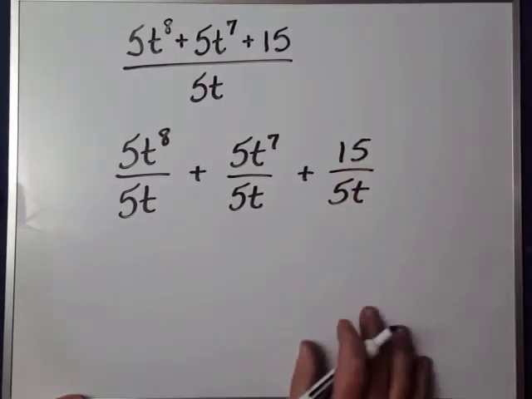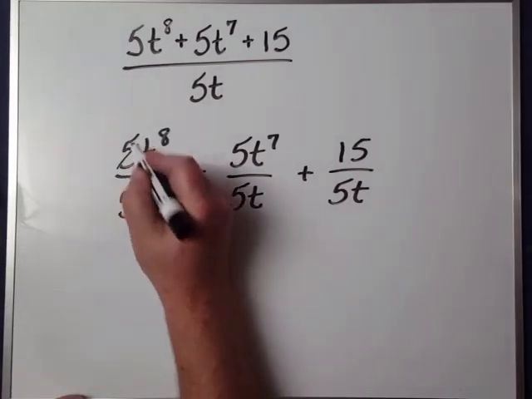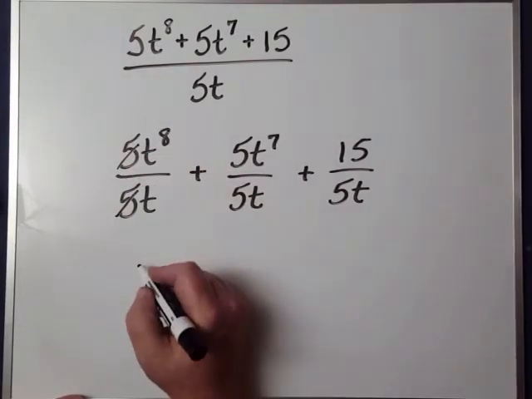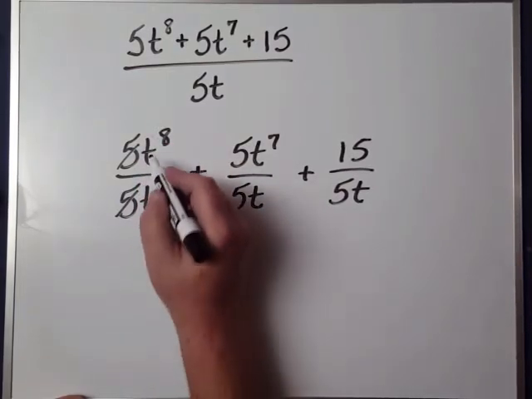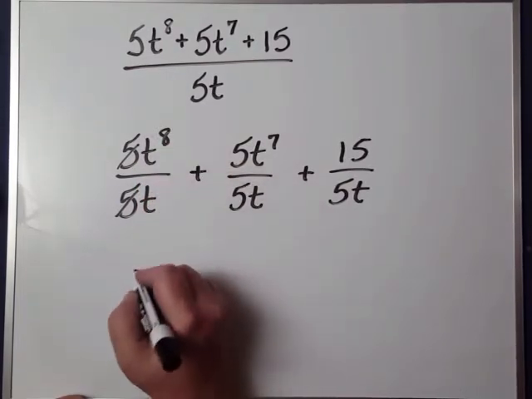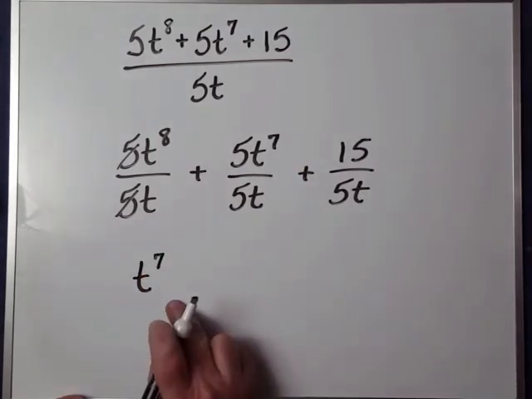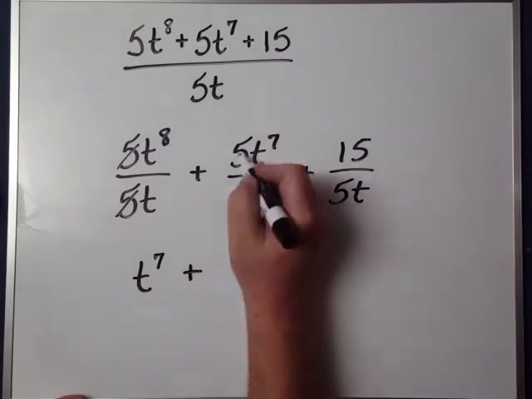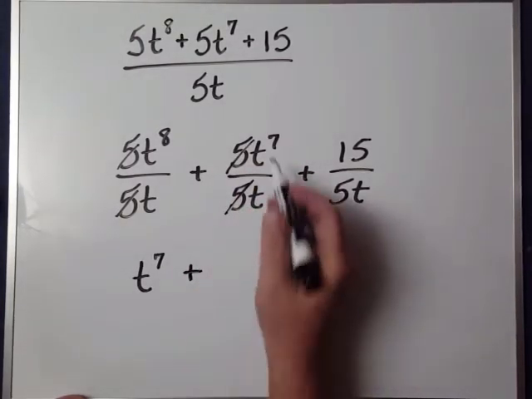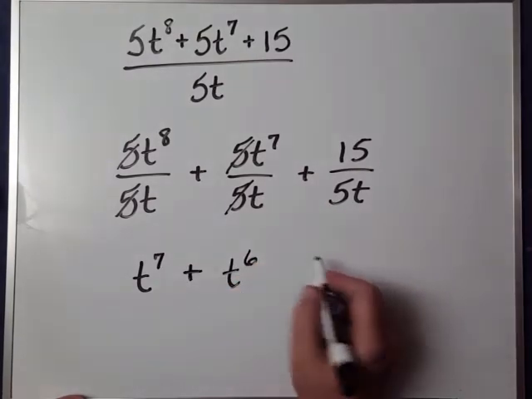And now simplify each term. In this first term, these 5's, they're gone. They cross cancel completely as we reduce this fraction. T to the 8th over t leaves 7 factors of t in the numerator. Nothing's left in the denominator. Plus, these 5's cancel. T to the 7 over t leaves t to the 6th power. And plus.